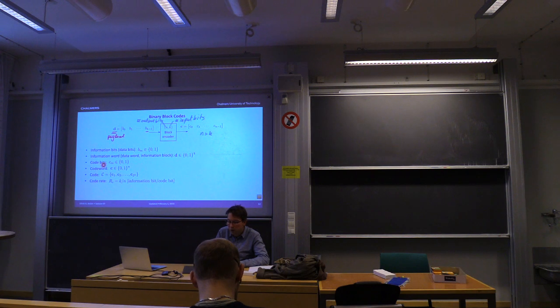Then we have the code bits, which are binary. And if we put them together, we get a code word. And a code word is a binary vector, 0 and 1, but with n elements. The code is the set of possible code words. So it's all possible outputs here. We put that into a set, curly C, which we call the code. So how many code words are there?